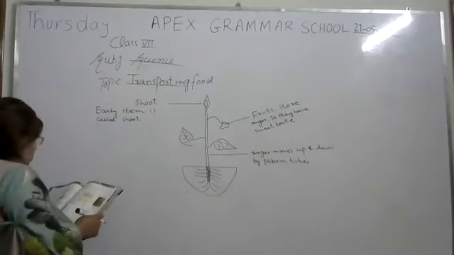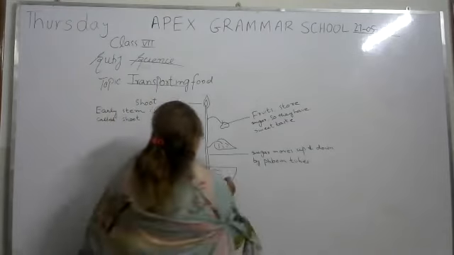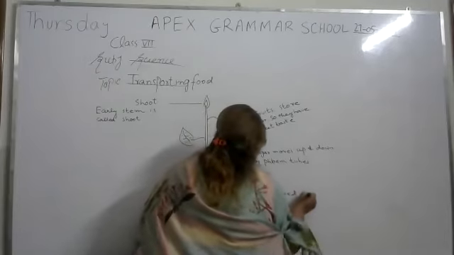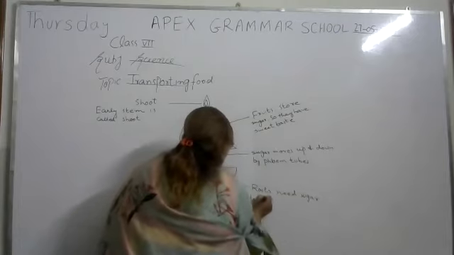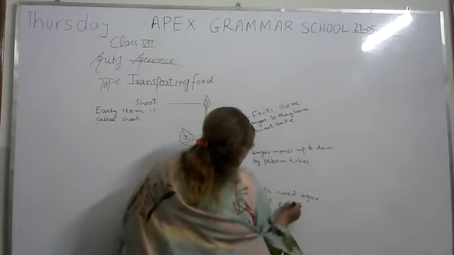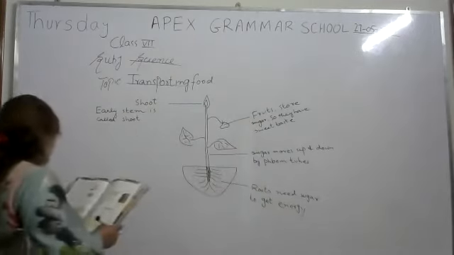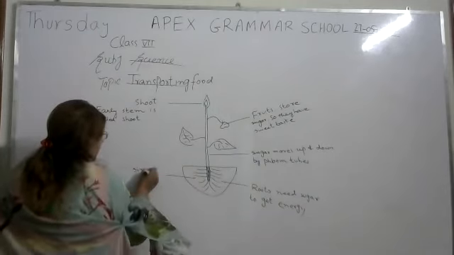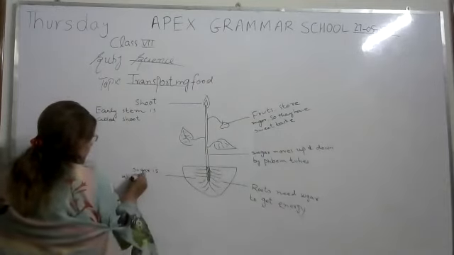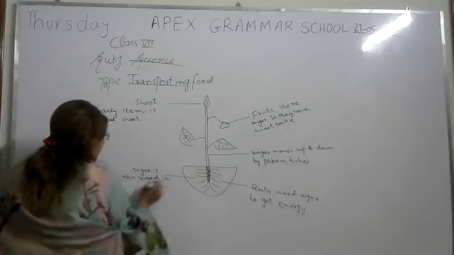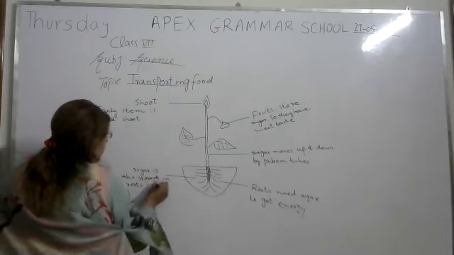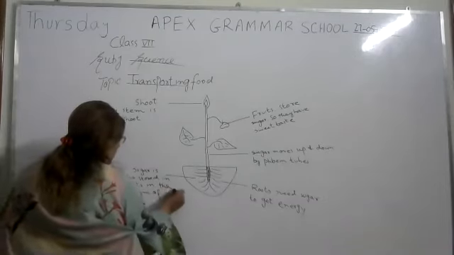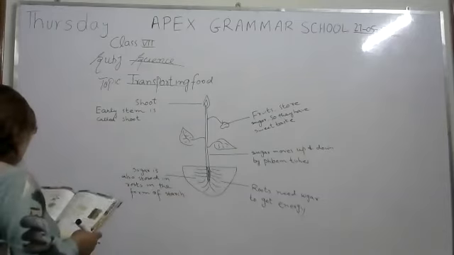Next, the roots need sugar to get energy. After that, sugar is also stored in the roots in the form of starch. Then the sugar is used.